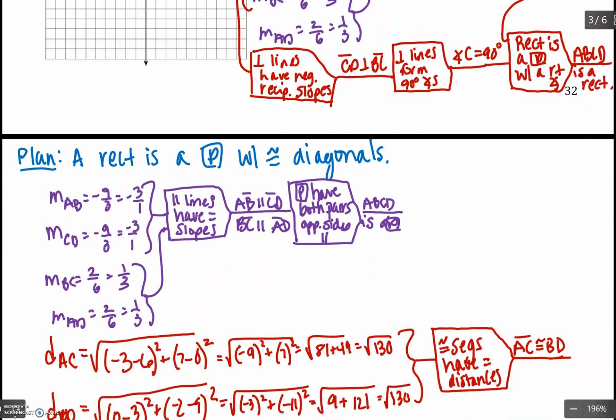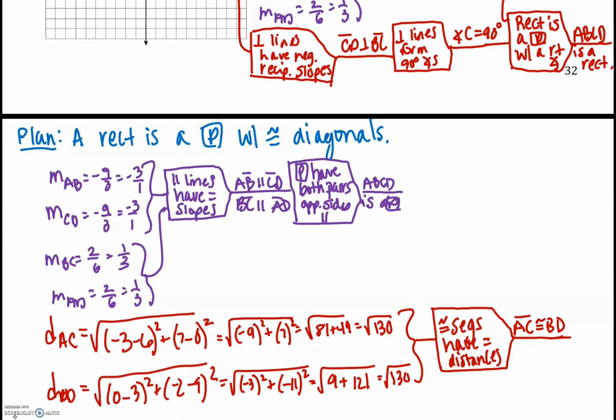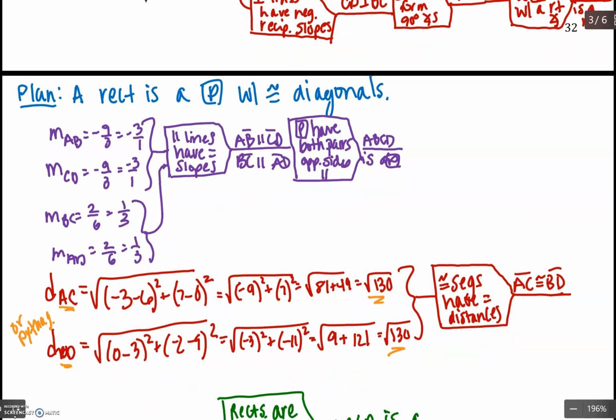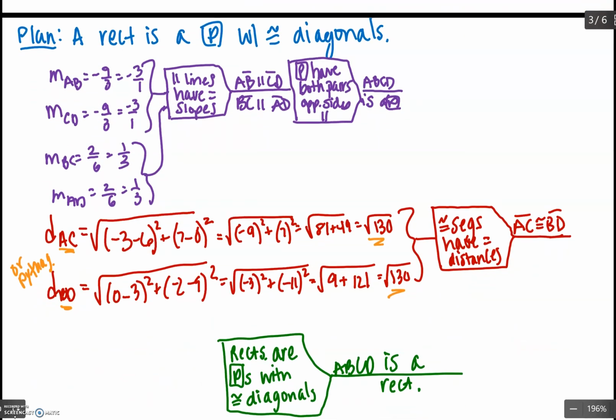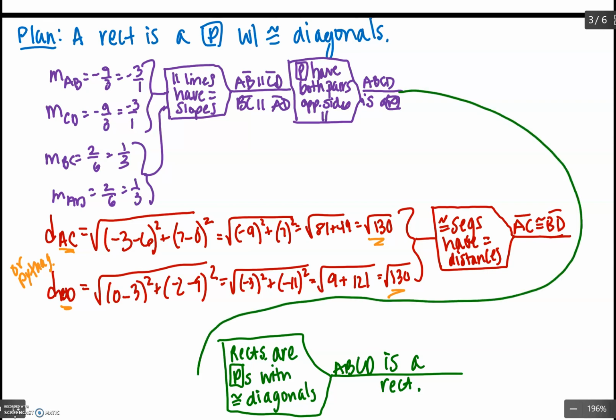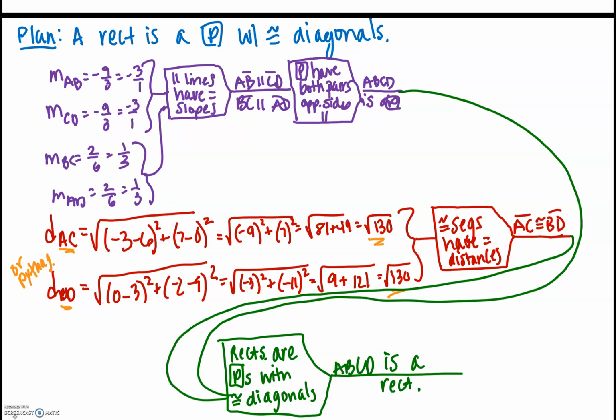And then you can prove your diagonals are congruent using either the distance formula like I did here or Pythag. And you do the diagonals, AC and BD, and you show that those are equal to the same radical. And then you can tell me that AC and BD are the same, they're congruent, they have the same distance. And then because that's true, a rectangle is a parallelogram with congruent diagonals, and so it would be a rectangle. So pause it here if you'd like to copy this version down as well.